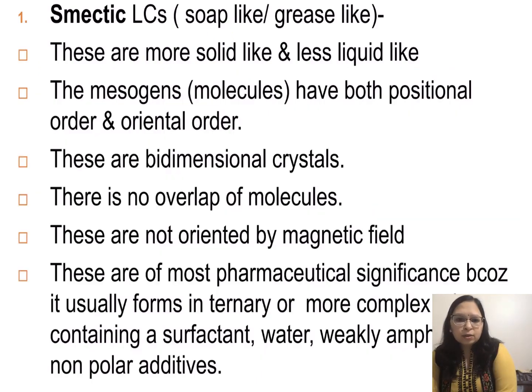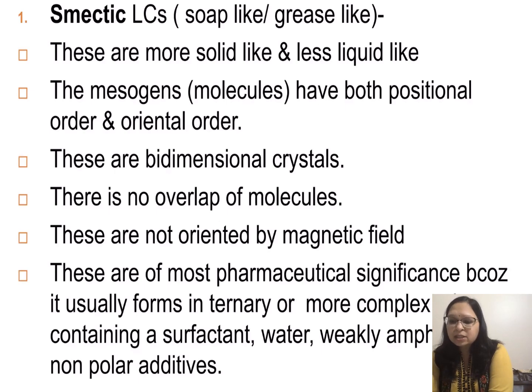Now, as the name suggests, smectic liquid crystals are those which are soap-like or greasy in nature. So they are closer to the solid side and less to the liquid side. They have the proper orientational order, but the positional order is a little bit disturbed. The molecules, which are known as mesogens, have both positional order as well as orientational order. Orientational order is perfect, but positional order is a little bit disturbed. Now, there is no overlap of molecules in such smectic liquid crystals. They are not at all oriented by a magnetic field and they are bidimensional crystals.